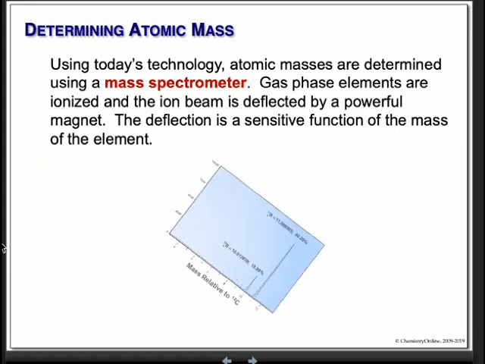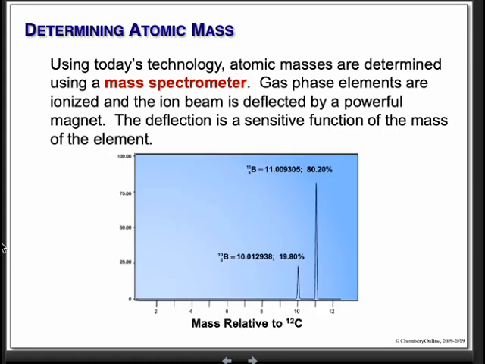Just for example, this is boron. Boron 11 actually weighs 11.009305, and yes, those are all real digits. And it's 80.2% of boron as we see it. Boron 10, 10.012938. Again, the accuracy of these machines is just phenomenal. Chemists really are pretty good. Any questions?